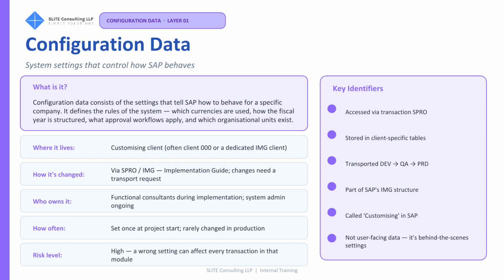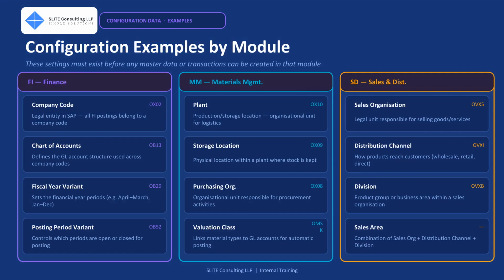Configuration is invisible to most end users, but it controls everything. A wrong setting at this layer cascades into every transaction that follows, which is why so much project time is spent in SPRO before any data is loaded. Let us look at concrete examples.